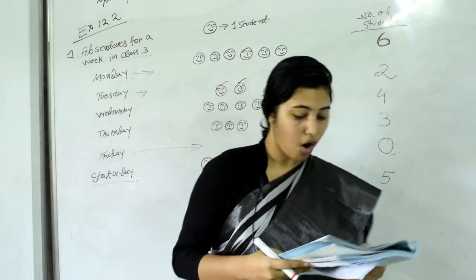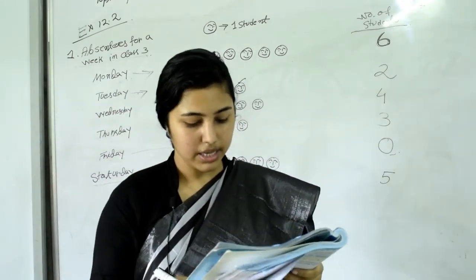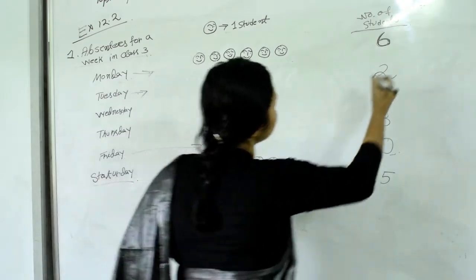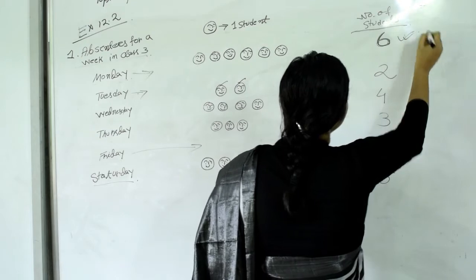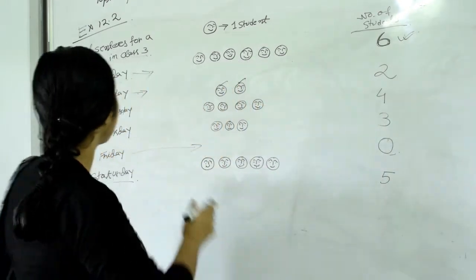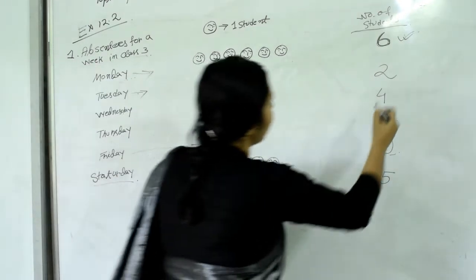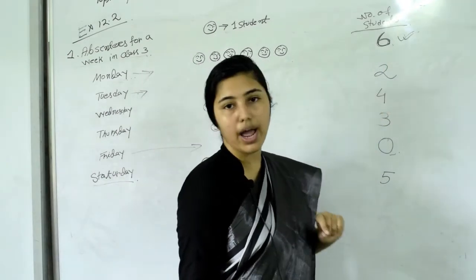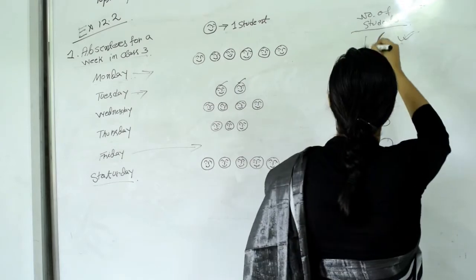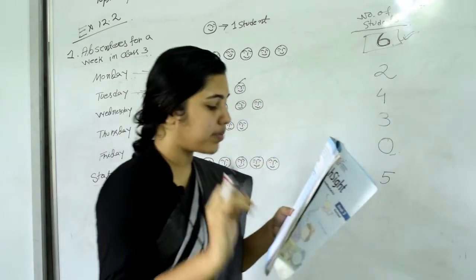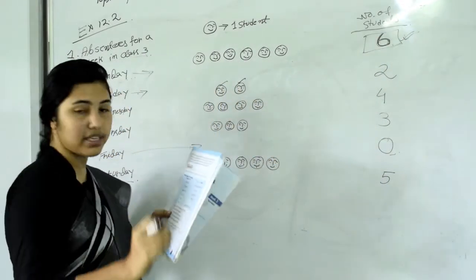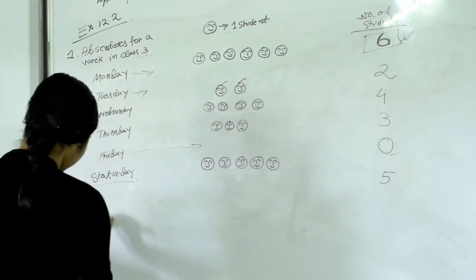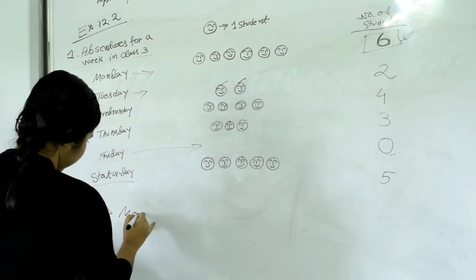Now from this table we have to answer some questions. First, on which day were there the maximum absentees? So here 6 students are absent on Monday, and 6 is more than 5, 3, 4 and 2, which means our answer is on Monday there are maximum absentees. So first answer A is Monday.